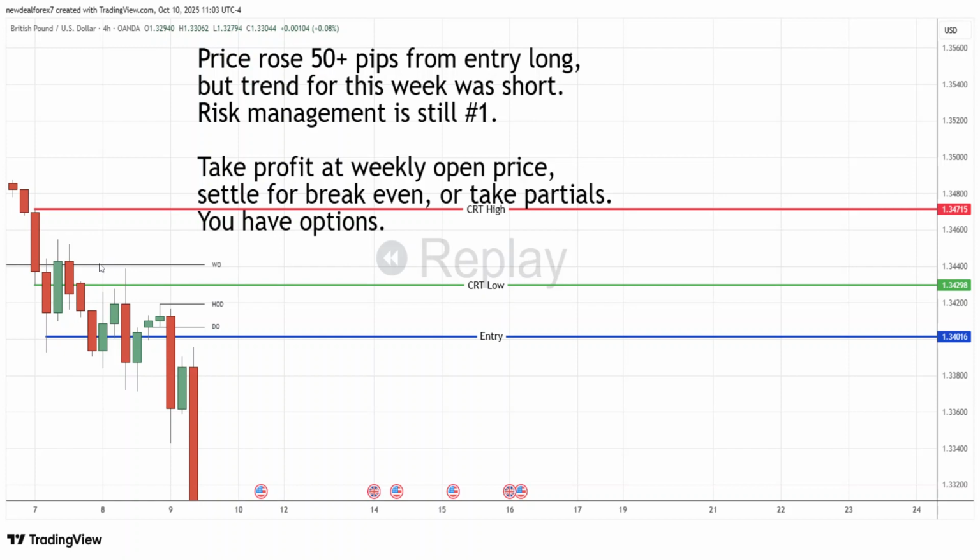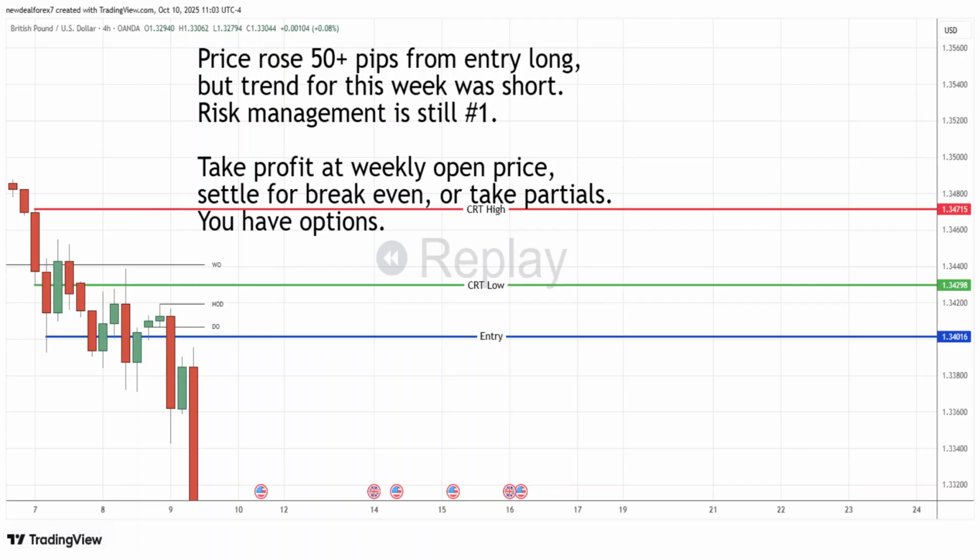You can always take profit at the weekly open price. You can try to set a price limit, say 50 pips, and I'm good with that. You can set your stop loss to break even, so that way, even if you do see this price action, you don't lose anything. You can also take partial profits. So that's part of risk management. But don't let a trade like this turn into a loser. If you're up 50 pips and still lose, that's unacceptable. Okay, at least set to break even, bare minimum.